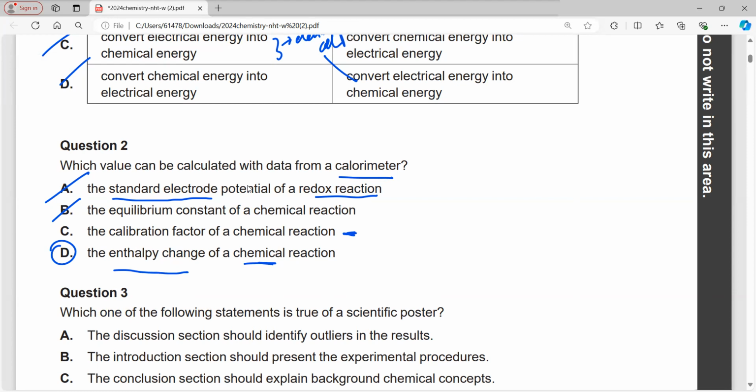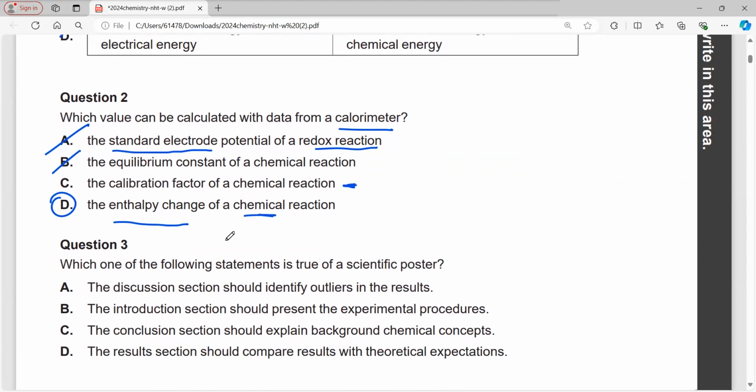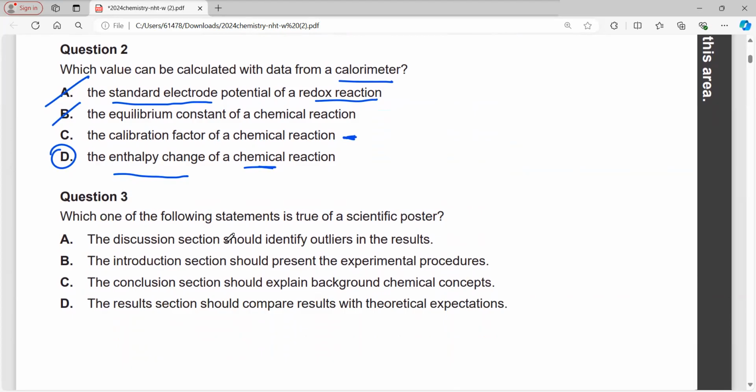I would lean towards D though, right? Because calibration factor is the middle ground. What is the end value that we're trying to actually calculate? It's the enthalpy change. However, I will have a look at that.